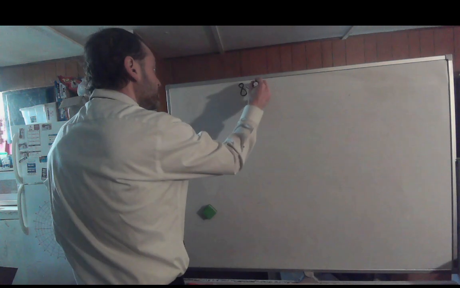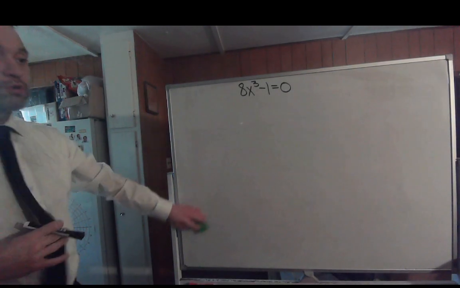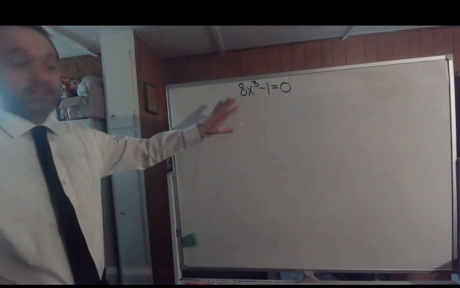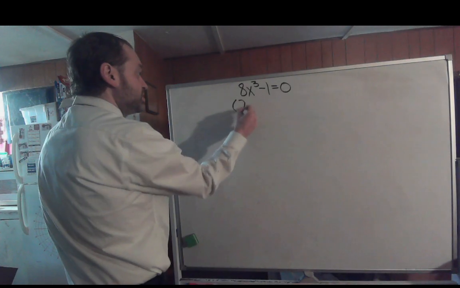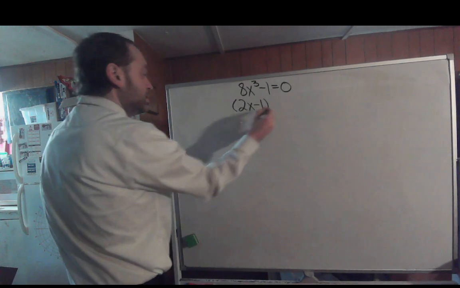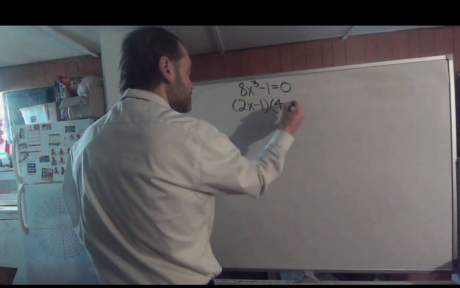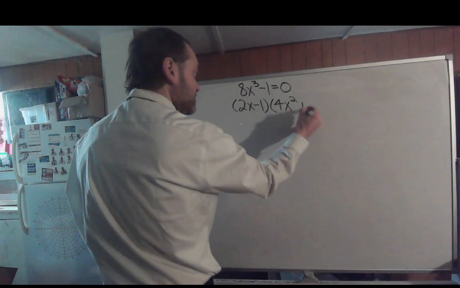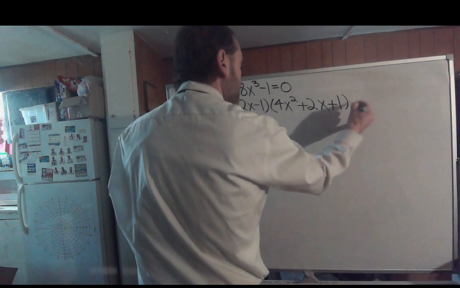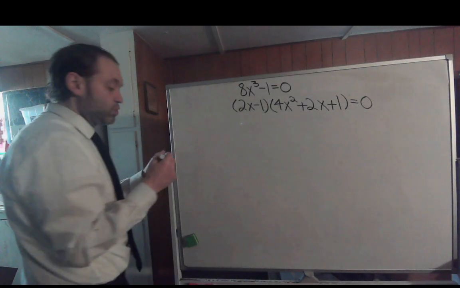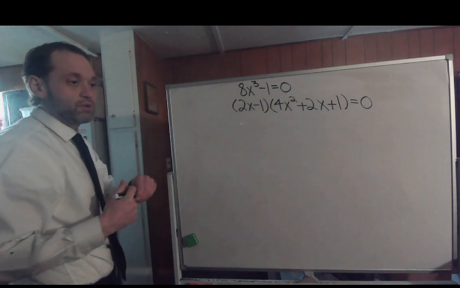8x to the third minus 1 equals 0. Well, definitely a difference of cubes, right? So this will factor into 2x minus 1 for your linear factor times your quadratic factor, which would be 4x squared plus 2x plus 1. All that would be equal to 0. And of course your quadratic factor will have two imaginary solutions. It always does with the sum or difference of cubes.